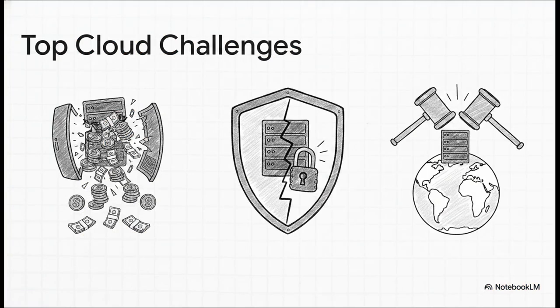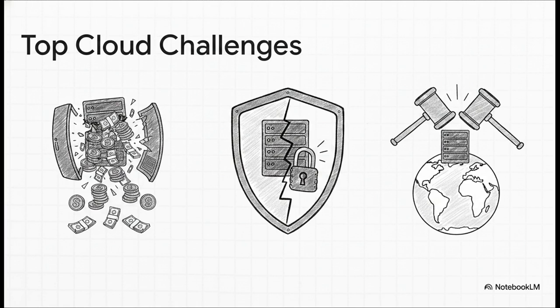Remember, this massive infrastructure is still built by humans, and it faces some really intense structural hurdles. First up, cost overruns. The pay-as-you-go model sounds absolutely fantastic on paper, but a recent Gartner report revealed that an astonishing 69% of IT leaders experience budget overruns. Without rigorous, constant optimization, unused cloud resources become these hidden financial drains.